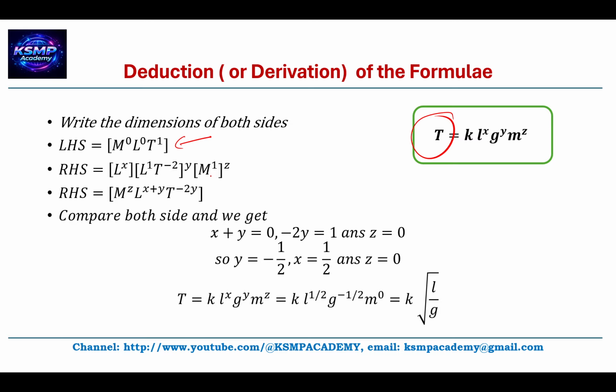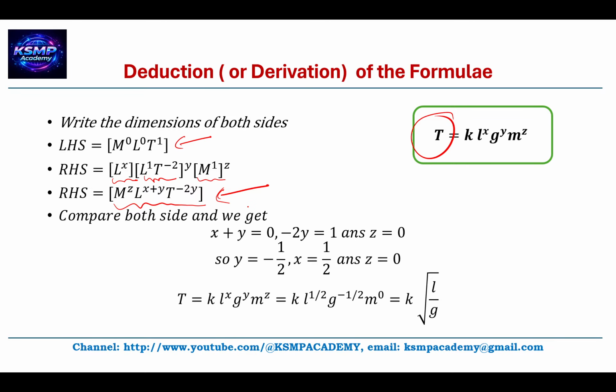On the right hand side we have different quantities. K is a constant, so it is a dimensionless quantity. This is for length, that is L to the power x. For acceleration due to gravity g, the dimension is LT^-2, to the power y. Similarly for m, the mass of the bob, M to the power z. So let us simplify it. We have this relation in terms of x, y, and z.